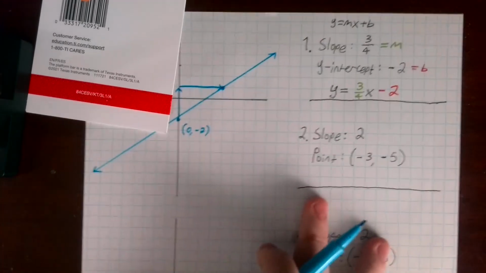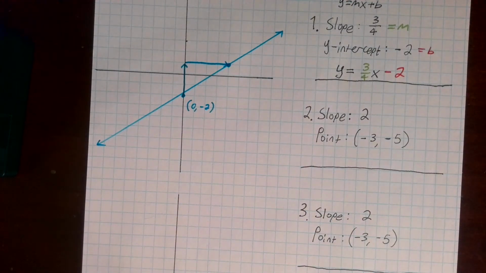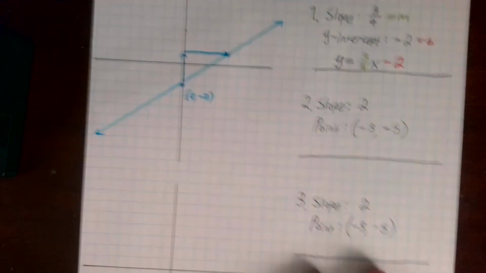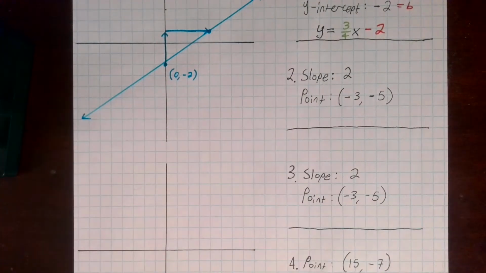I'm not always going to give you the slope and the y-intercept, however. It's not always going to be that way. Let's talk about what happens when I only give you the slope and a point. There are two ways to solve something like this. I'm going to show you the longer but more important way. Afterwards, I will show you the easier way. That's why I have it written down twice, so we can explore both ways.